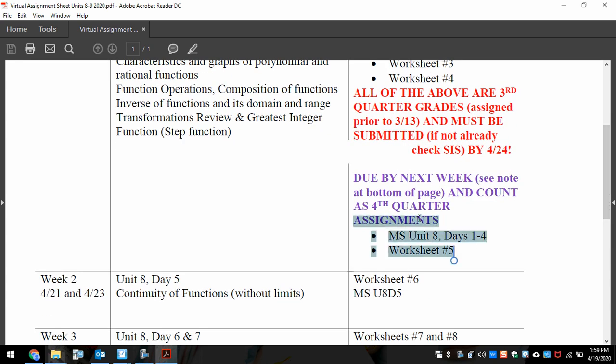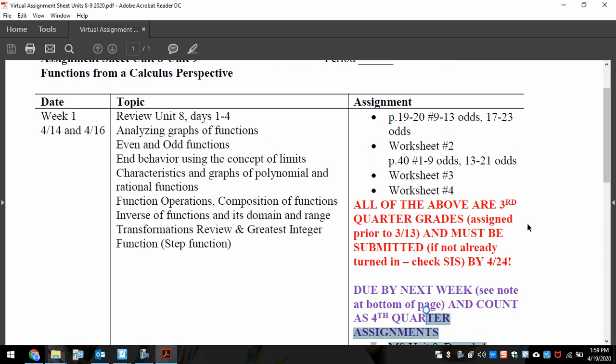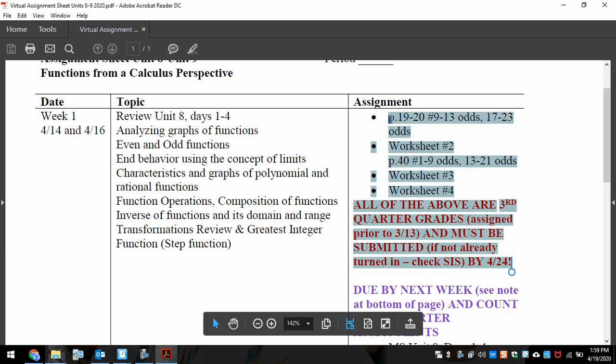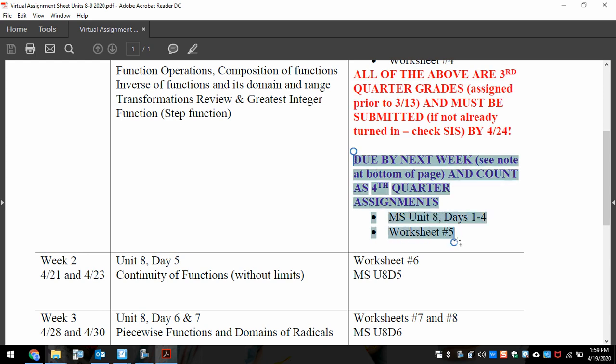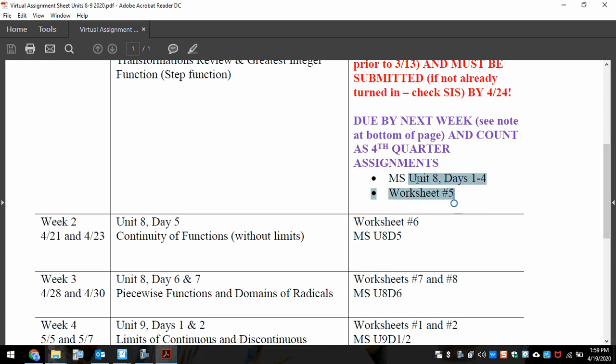This is 4th quarter grades. So 4th quarter, the grading is a little weird. 3rd quarter grading is normal, so this is pretty crucial to get in. This will affect your grade, positive or negative. Everything beyond that point, of course, is just bonus. It helps your grade. It can't hurt your grade. So this is what I'm still looking for turned in.